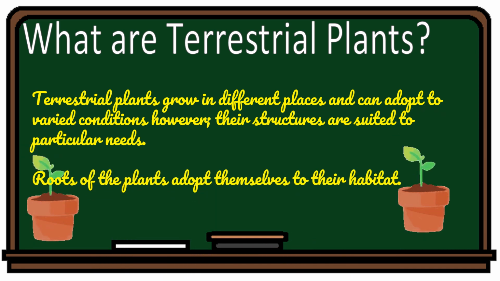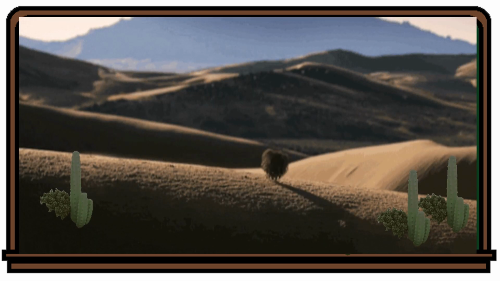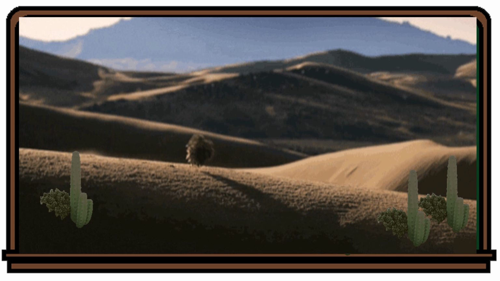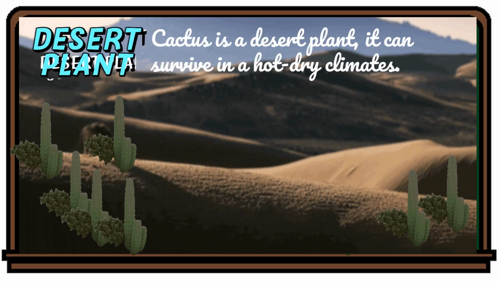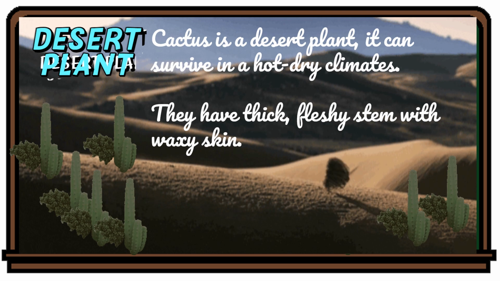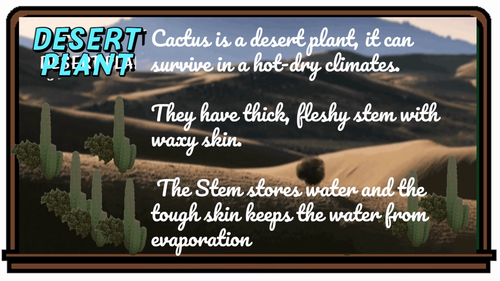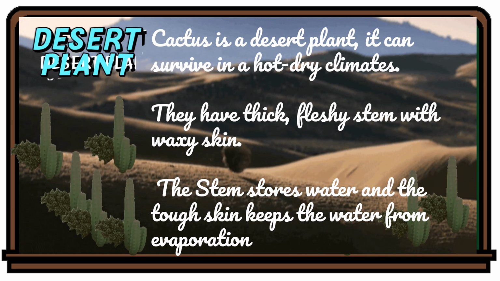Roots of the plant adapt themselves to their habitat. Terrestrial plants grow in different places, such as a desert. Let us find out what the desert plants are. Cactus is a desert plant. It can survive in hot, dry climates. They have thick, fleshy stems with waxy skin. The stem stores water and the top skin keeps the water from evaporation.